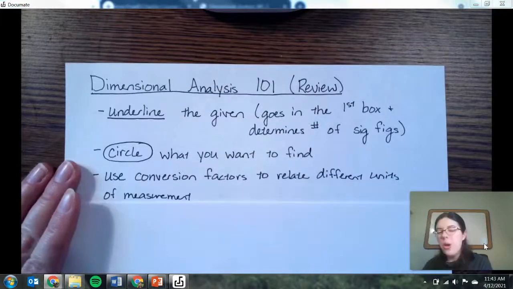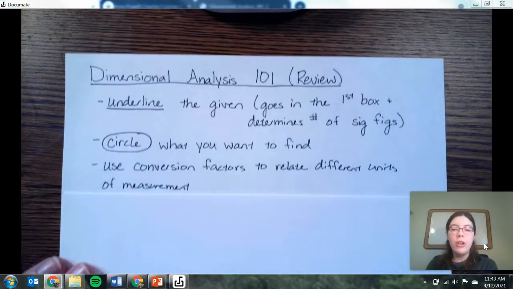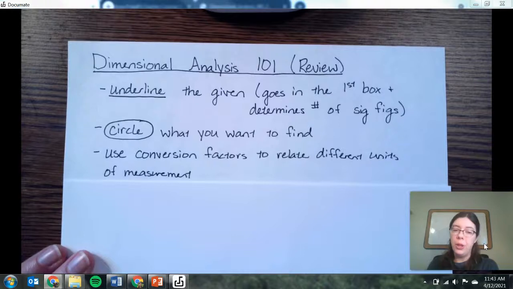So with dimensional analysis, we use something called conversion factors to relate different units of measurement. Now, there's a ton of different conversion factors possible. We know things like 1 dozen is equal to 12 objects. In chemistry, we've also talked about things like molar mass and the mole. So Avogadro's number tells us that 1 mole of objects is equal to 6.02 times 10 to the 23rd. So those are some other conversion factors we can use.